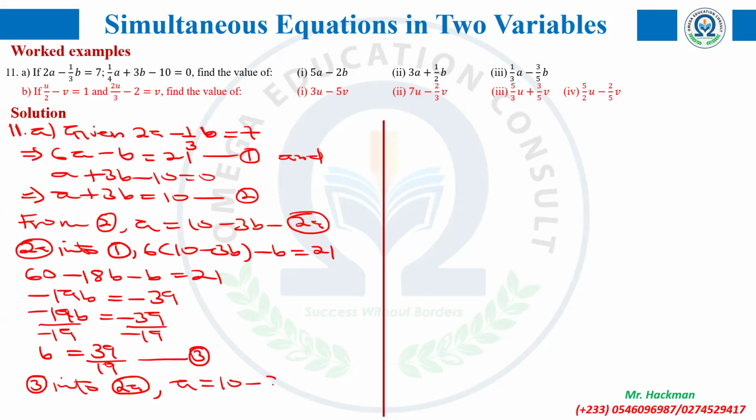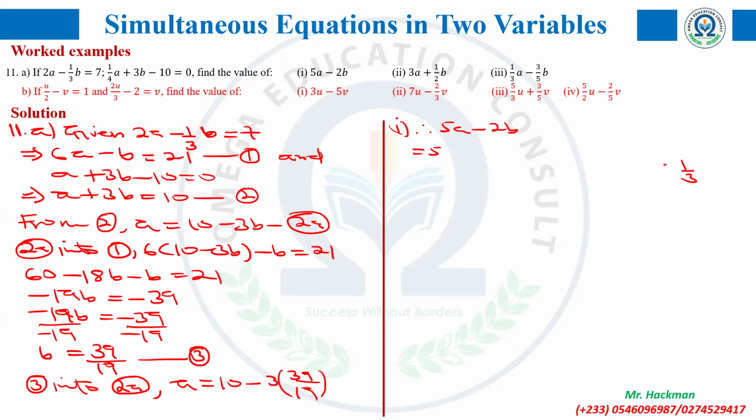So 3, what is your B? Your B is what? 39 over what? 19. So you know what to do here. I think I can make my point because of time. So assuming, I'm just assuming you had A to be equal to maybe 1 on 3. So I will now come to I. Therefore, what was I asked to find? 5A minus 2B.